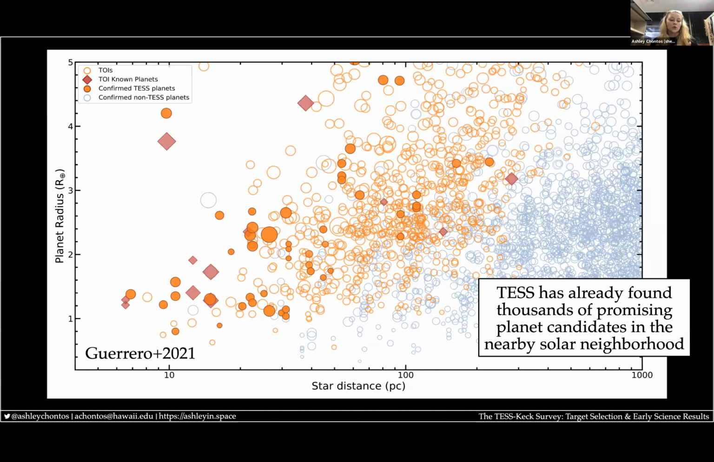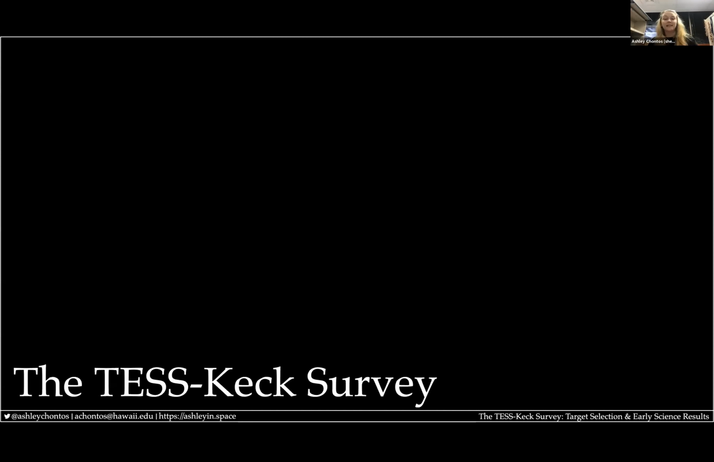So fortunately, we can take what we learned from Kepler as well as other techniques and use this on the new candidates found by TESS. And this is exactly what the TESS Keck Survey is doing. Implied in the name, the TESS Keck Survey is a survey that is following TESS planet candidates using Keck to precisely characterize the masses and orbital properties of these planets.